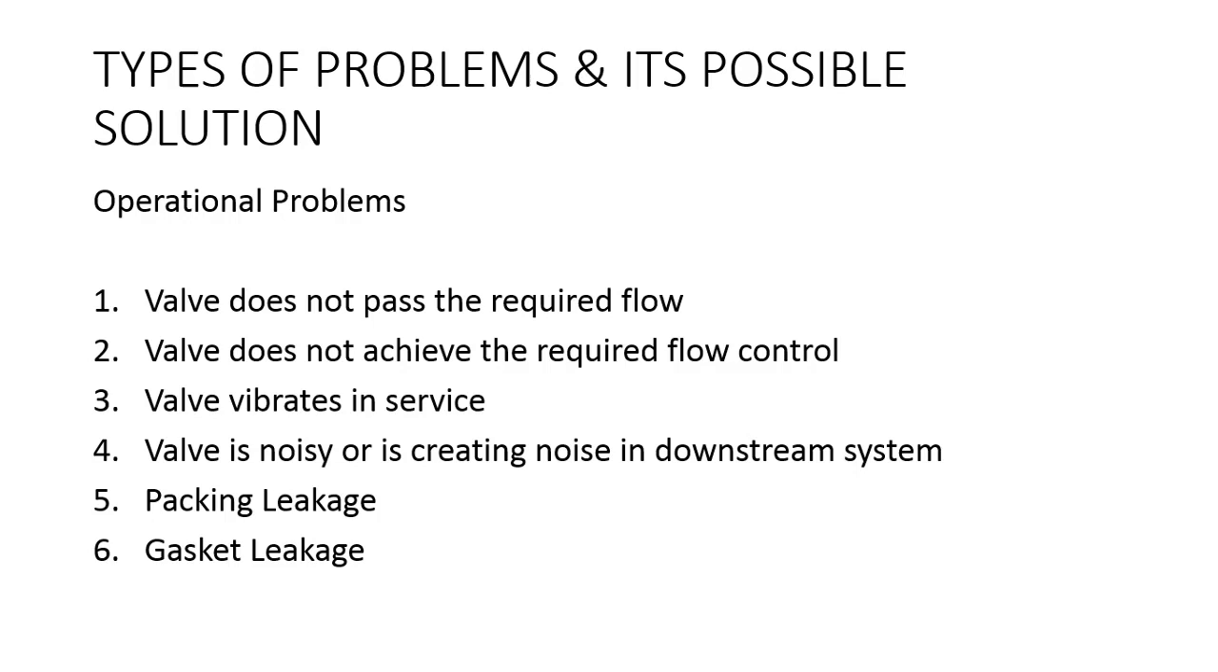Next, gasket leakage. Replace the gasket. Some of the valve manufacturers are using spiral wound gaskets or graphite with SS filler as graphite material. They provide better life when compared to a standard graphite gasket. But in any case, you must replace the gasket.